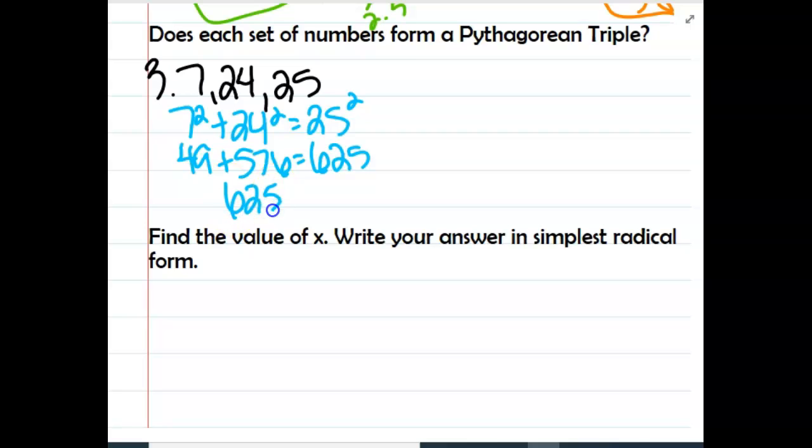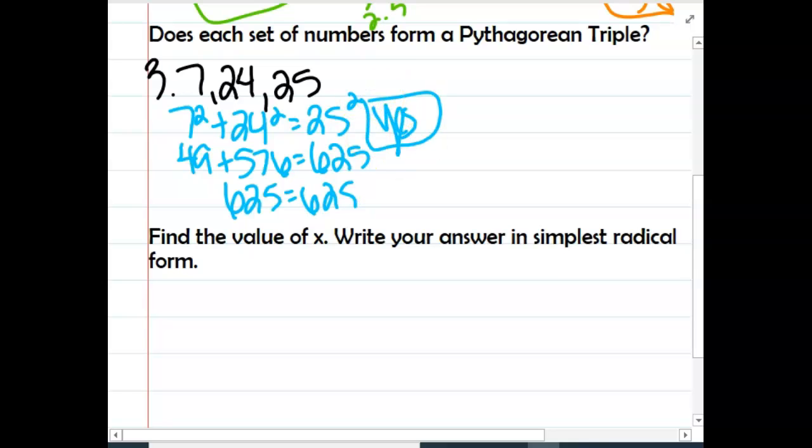625. So since they're equal, since I can take a squared plus b squared equals c squared, yes, these are called a Pythagorean triple. If you had 3 side lengths of a triangle that were 7, 24, and 25, it would be a right triangle.